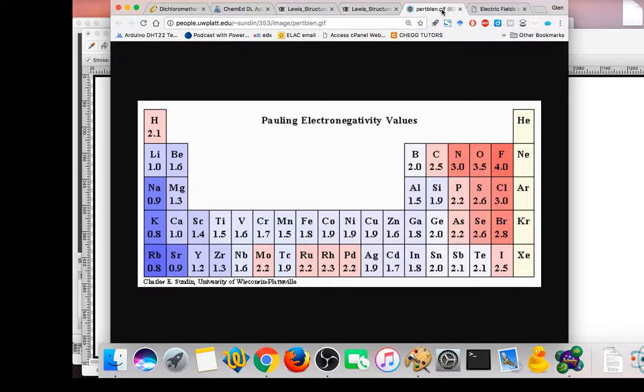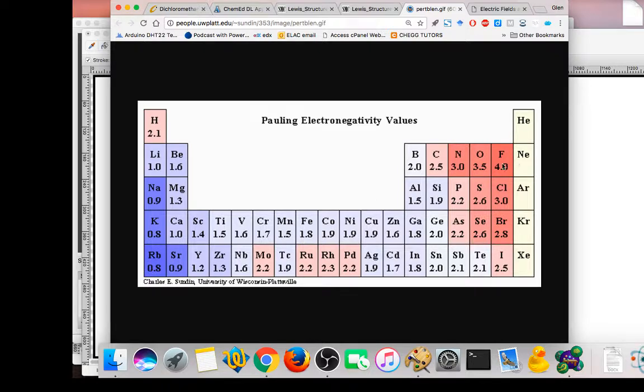Now, regarding polar and nonpolar covalent bonds, this is a special periodic table. It's actually just part of a periodic table. And instead of the atomic masses at the bottom, they have these numbers here that look like grade point averages. This is on a 4.0 scale. 4.0 is the highest number here, and then 0.8 or something like that is the lowest number here.